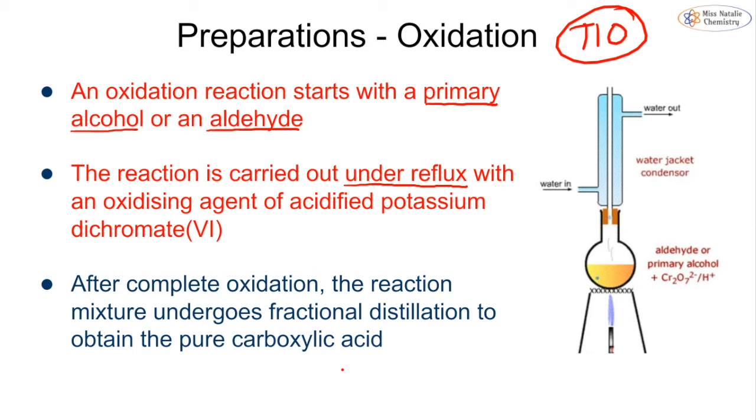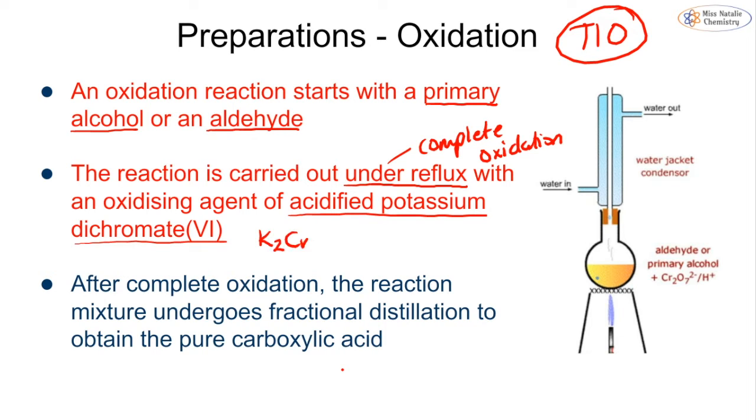So we carry out the oxidation here under reflux so that we get complete oxidation, or full oxidation, to make our carboxylic acid, and the most common oxidizing agent is our acidified potassium dichromate(VI), or our K2Cr2O7 plus the concentrated sulfuric acid. That's what we make the acidified from. And after we get this full oxidation, we can undergo fractional distillation just to obtain the pure carboxylic acid so that we don't have anything left over from our other reactants that may not have completely reacted.